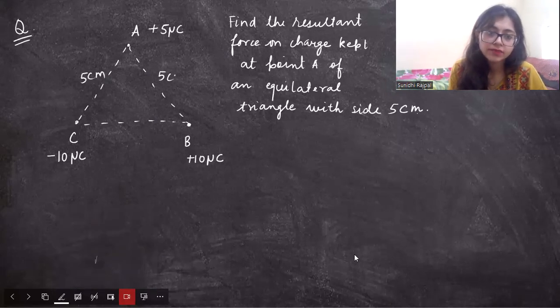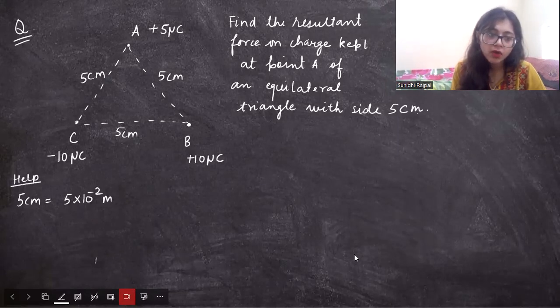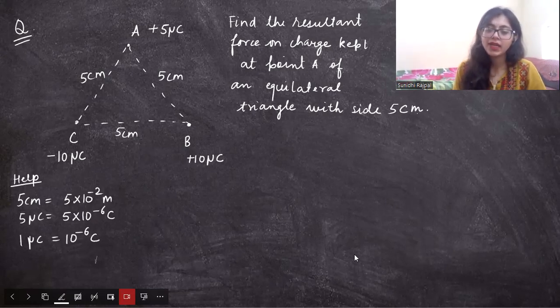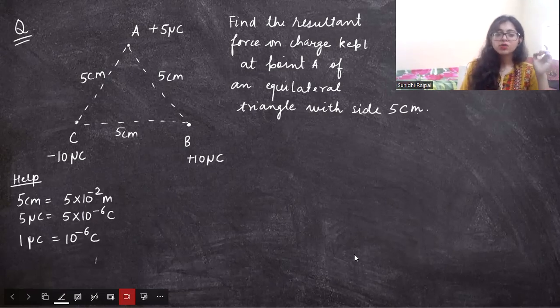5 centimeter. I am giving you the conversions: 5 centimeter is equal to 5 into 10 raised to power minus 2 meters. So this will help you. If you do not know the conversions, these conversions will help you. And 5 mu coulomb will be 5 into 10 raised to power minus 6 coulomb. So basically that means 1 mu coulomb is equal to 10 raised to power minus 6 coulomb. So these are the conversions that will help you all. Try to solve this question, and all the best.